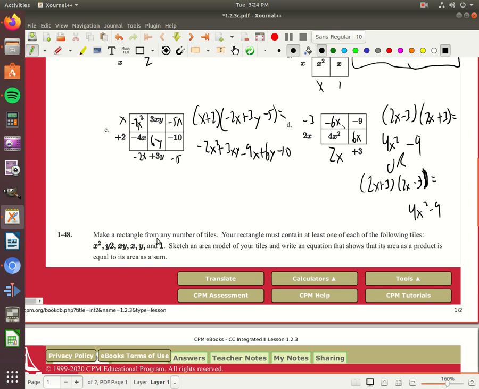All right, now it says make a rectangle from any number of tiles. The rectangle must contain at least one of the following tiles. Sketch, or I don't really honestly feel like doing this, so we will be done with lesson 1, 2, 3.